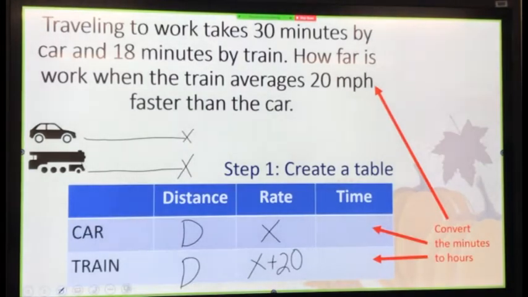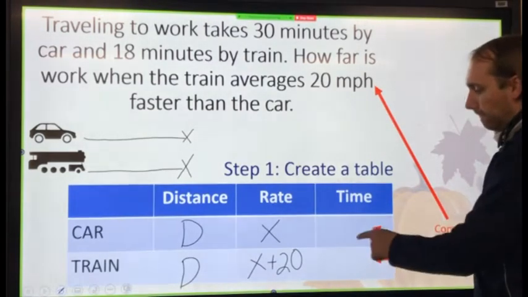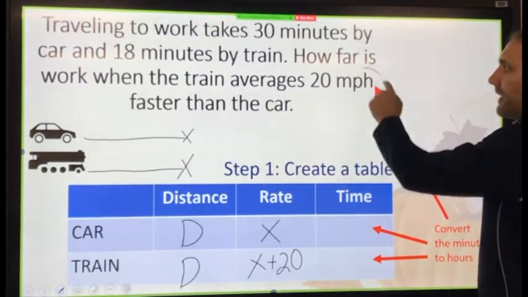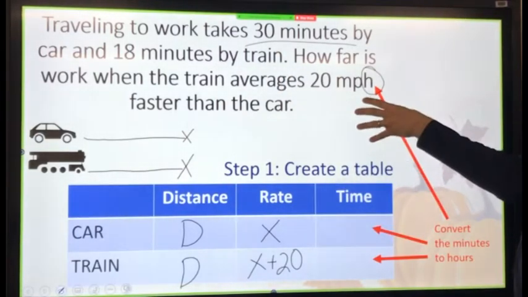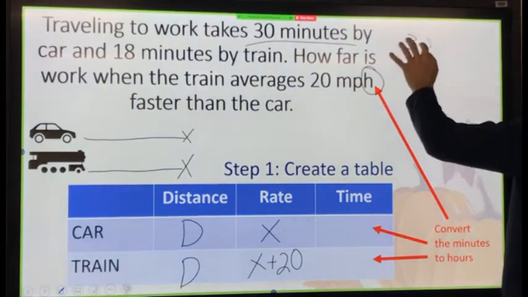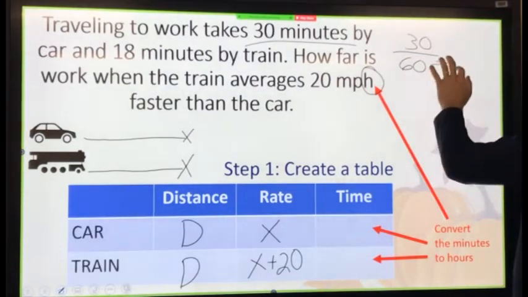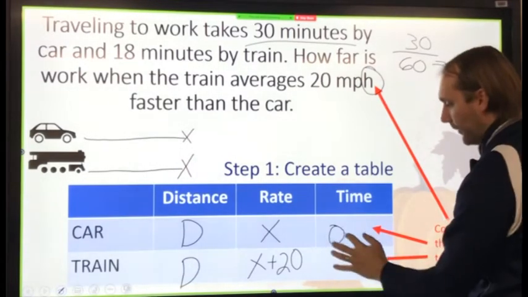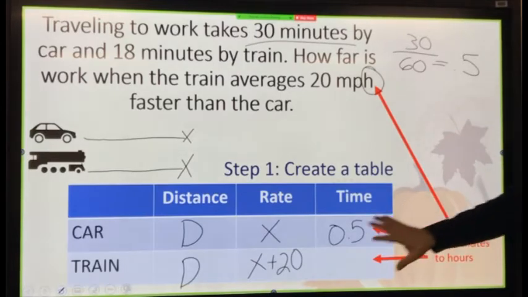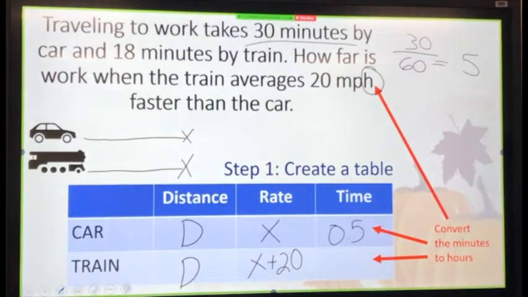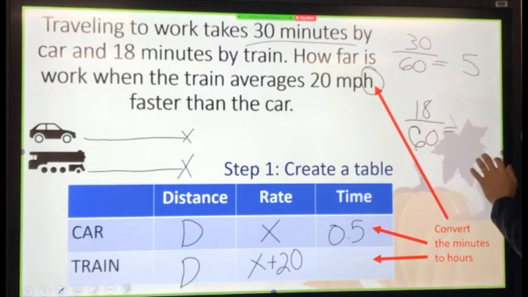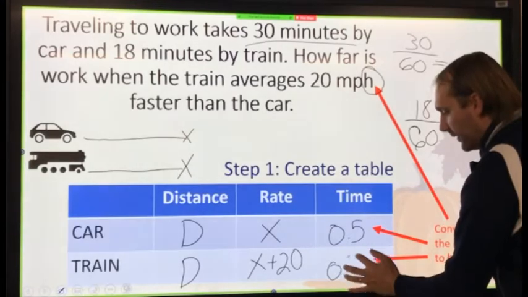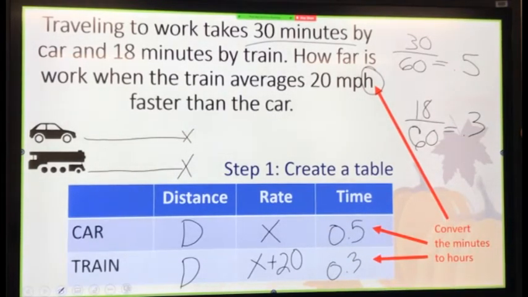And then the time. Do I know how long it took the car to get to work? 30 minutes. Now, we travel in miles per what? Hour. So I need to convert this to hours. If you see minutes, you'll always have to convert that to hours. So 30 minutes and 60 minutes in an hour equals 1/2. So it's actually 0.5 hours. And then the train took 18 minutes, so 18 divided by 60 is 0.3. The train took 0.3 of an hour.